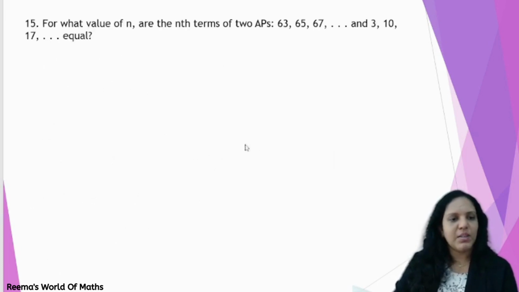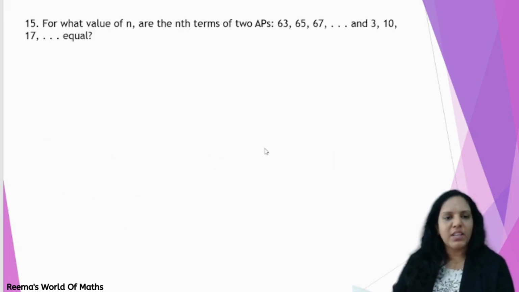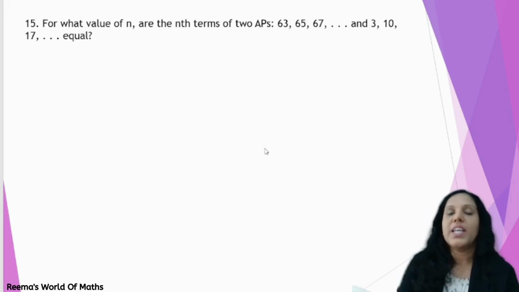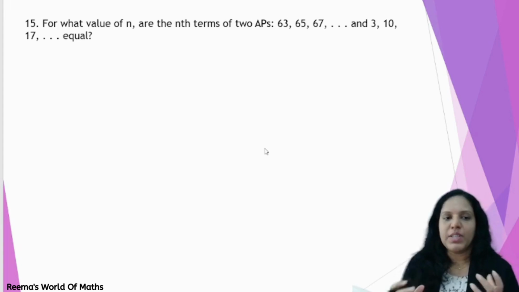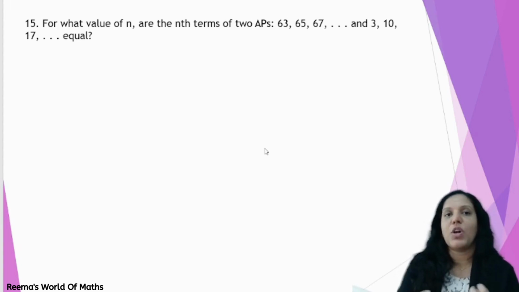Let's see the next question. For what value of n are the nth terms of two APs 63, 65, 67 and 3, 10, 17 equal? Here we have two APs and we need to see for what term both the APs will have an equal term.